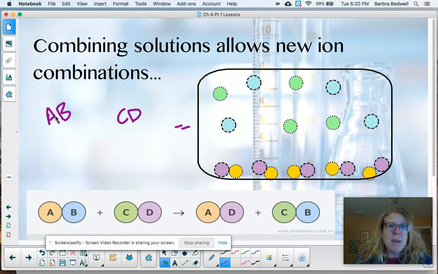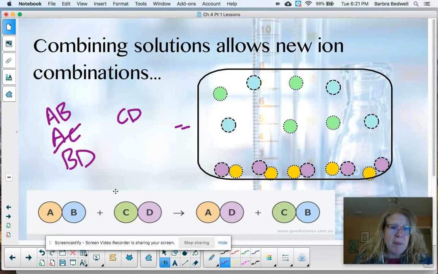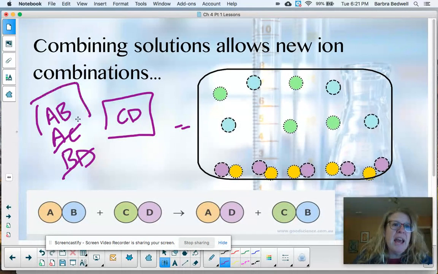Our new possible combinations, A and B and C and D, right? We could have A and B meet one another. Well, we know that those are soluble. We could have A and C meet one another, but they're both positive, so they will repel. We could have B and D meet one another, is a possibility, but B and D are both negative, they'll repel. Or your final choice is you could have C and D come together. That's a possible new combination, and that's a possible new combination.